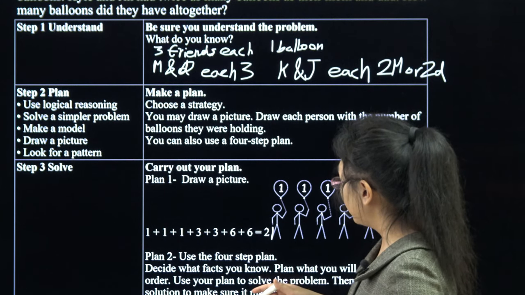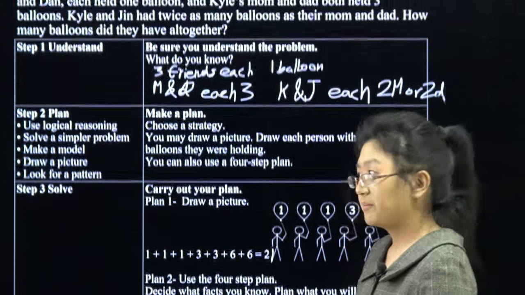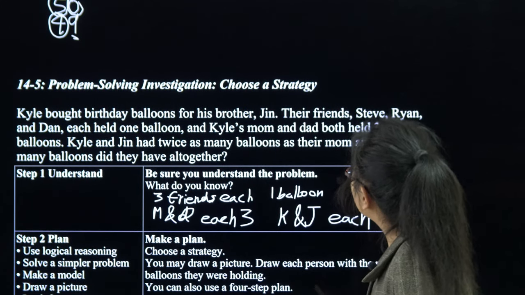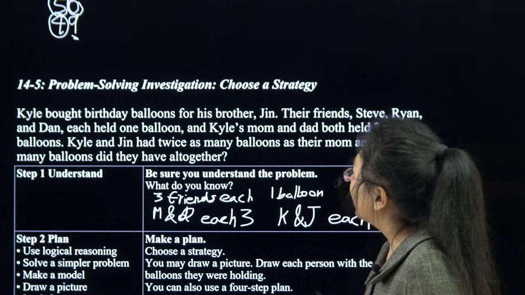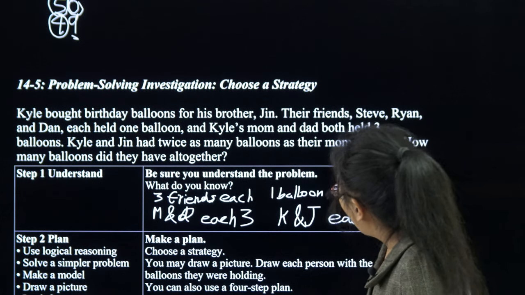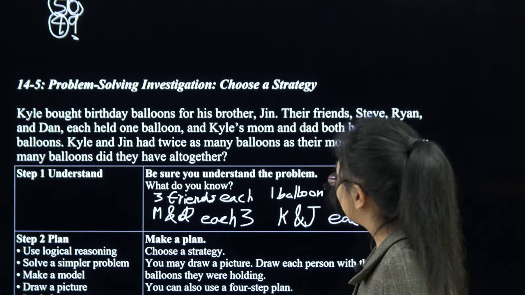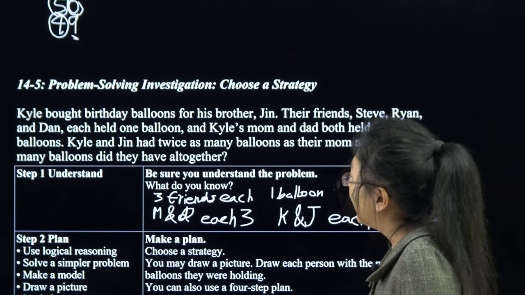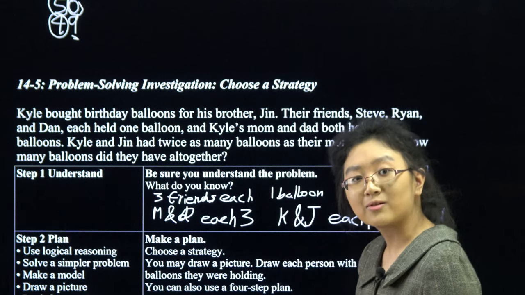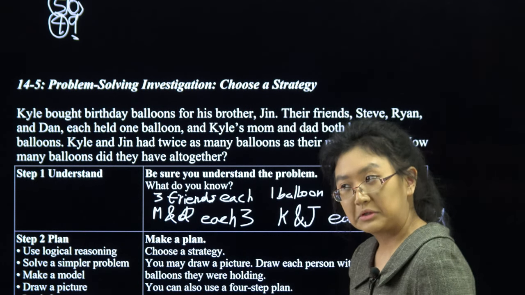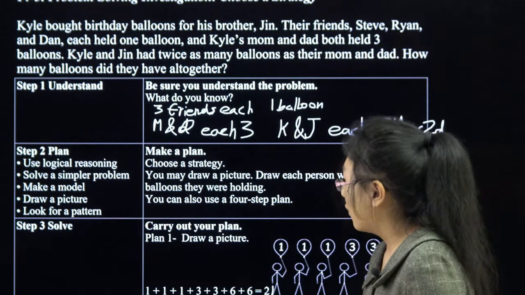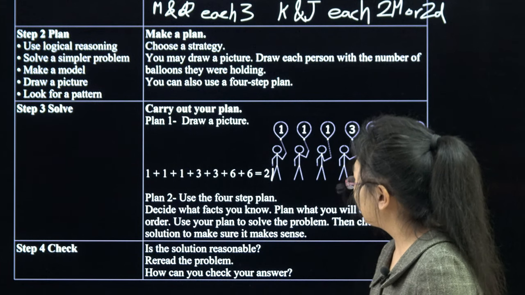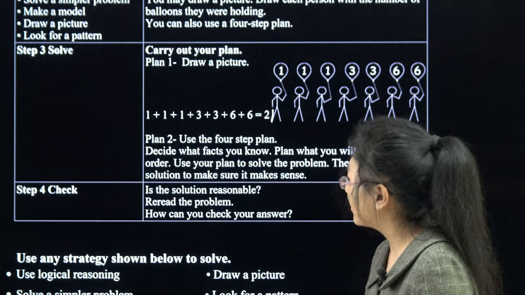Is the solution reasonable? Yes. Reread the problem. Kyle bought birthday balloons for his brother Jin. Their friends Steve and Ryan and Dan each held one balloon. Kyle's mom and dad both held three balloons. Kyle and Jin had twice as many balloons as their mom and dad. How many balloons did they have altogether? Well, we got the facts right, so the answer is reasonable. How can we check our answer? Well, we could do some good old multiplication and use other strategies.